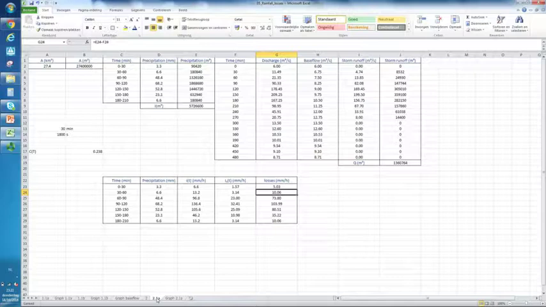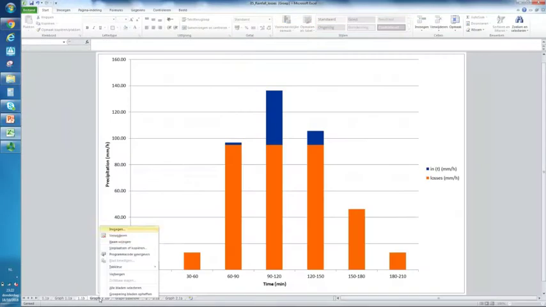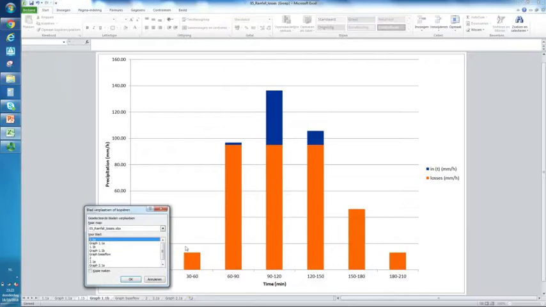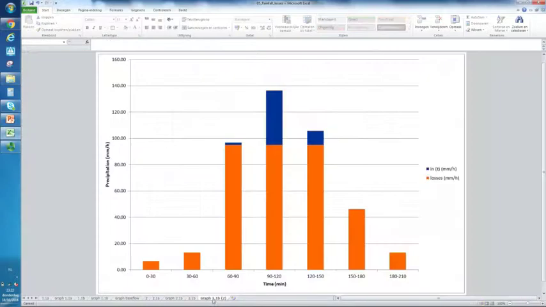Similarly, for our second part of the question, so for B part, we can copy this graph, these two sheets, and put them at the end. And call them 1.1B and 2.1B, like that.